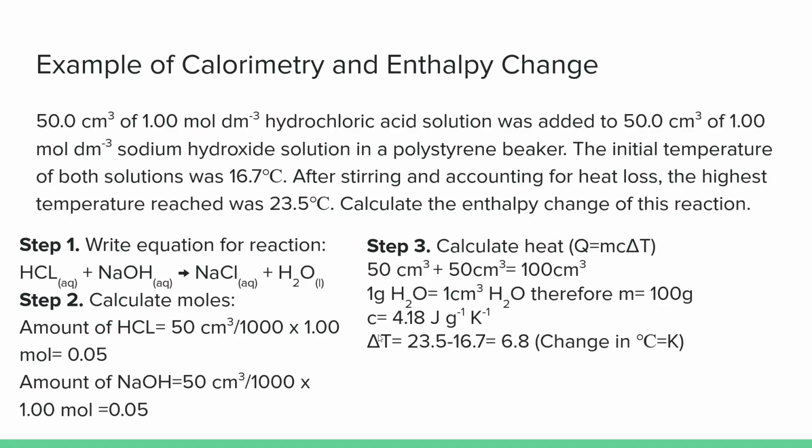Your delta T is going to equal 23.5 minus 16.7, because the final temperature minus the initial. So you're going to have a 6.8 positive temperature change. And notice how, even though we're in degrees Celsius, a change in Celsius is still going to equal a change in Kelvin. And then lastly, you can get your Q equation by saying 100 times 4.18 times 6.8 equals 2,842.4 joules.